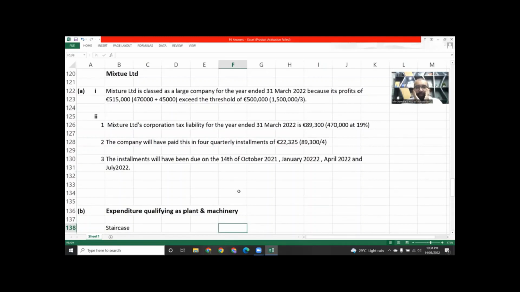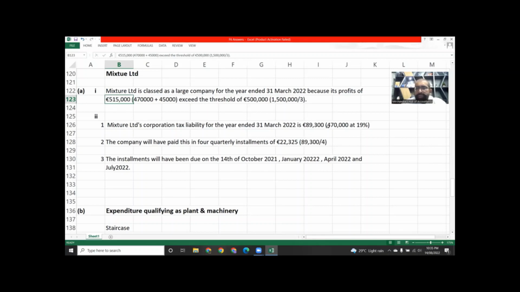See, this is the first part. This is how you have to write it. You remember there were three companies: two 51% group companies, and one is Mixture Limited. So the limits will be divided by 3. 1,500,000 divided by 3 is 500,000. Now, what is your augmented profit? 470 plus 45 is 515. As your augmented profits are greater than this limit of 5 lakh, yes, you are a large company. This is a simple 2 marks, no other discussion. That's 2 marks you have done.